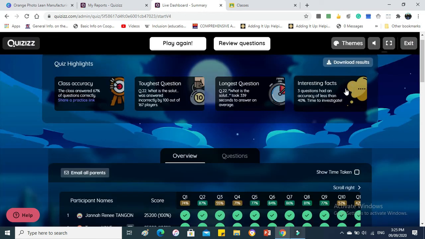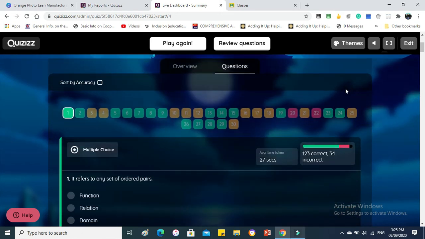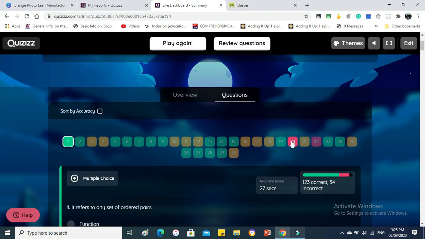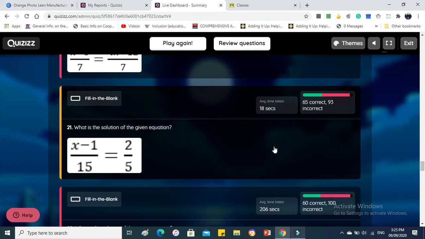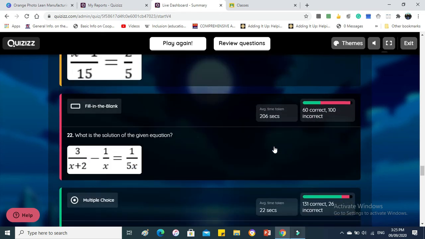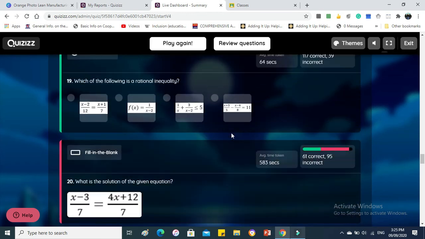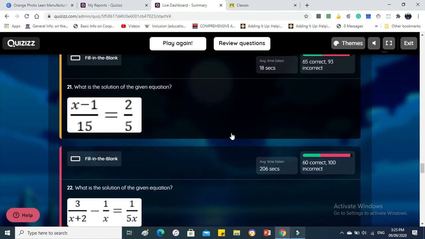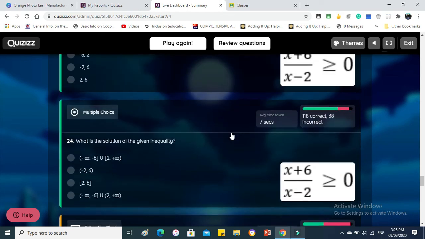And interesting facts: 3 questions had an accuracy of less than 40%. These are probably the most difficult questions, but I can see there are only 2 here. Question number 22 is one of the most difficult: what is the solution of the given equation? Number 21 is also difficult. The reason these questions are difficult is because they are fill in the blank, so they have to provide the answer. They should have provided only the number. However, some put X equals, so that's why they got it wrong.